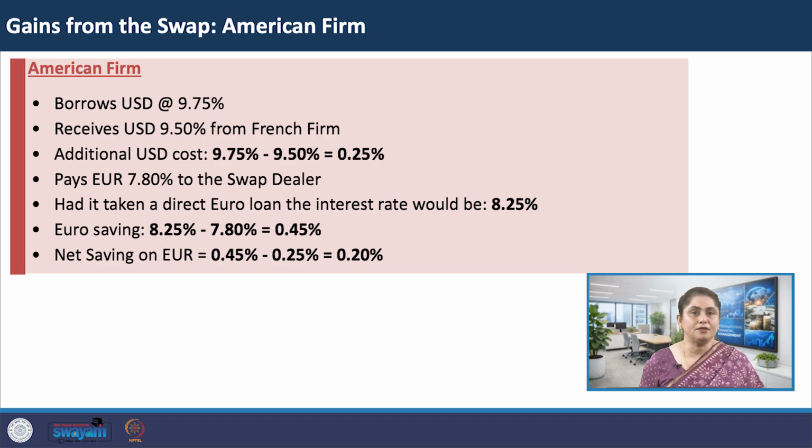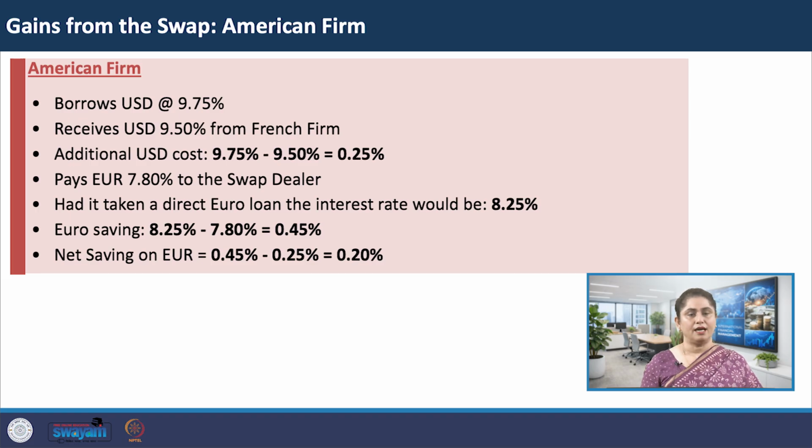Now the American firm's story. This one is slightly more layered, so let's take it slowly. The American firm has two things going on. There is a USD shortfall and a euro saving. On the USD side, it borrows USD at 9.75% from the US lender. It receives USD 9.50% from the French firm. So it has a USD shortfall of 0.25%, which is actually an additional cost it still has to bear.